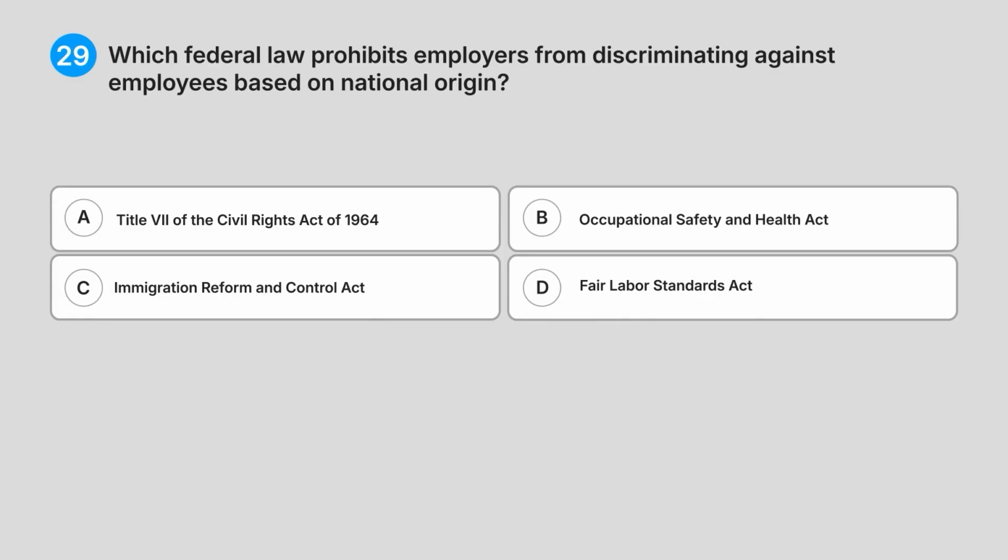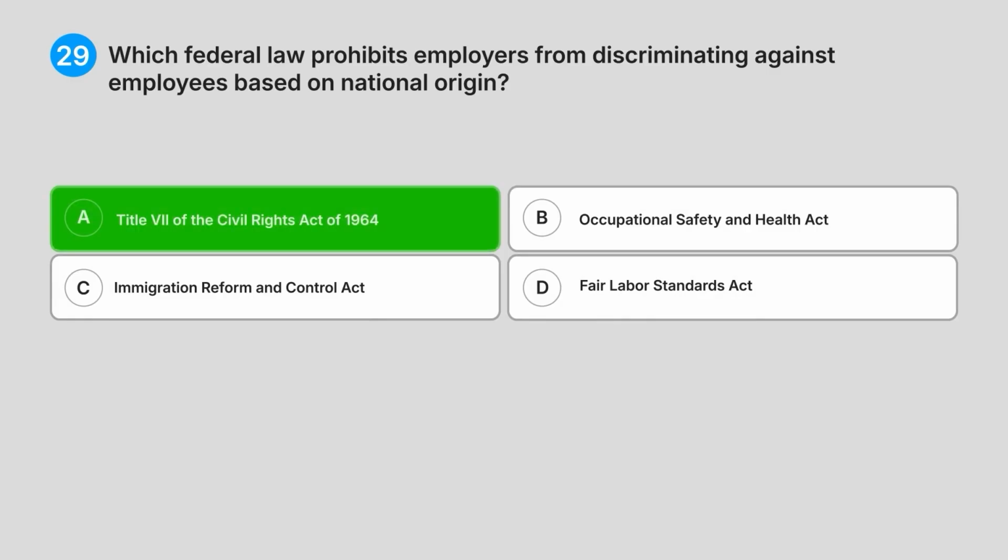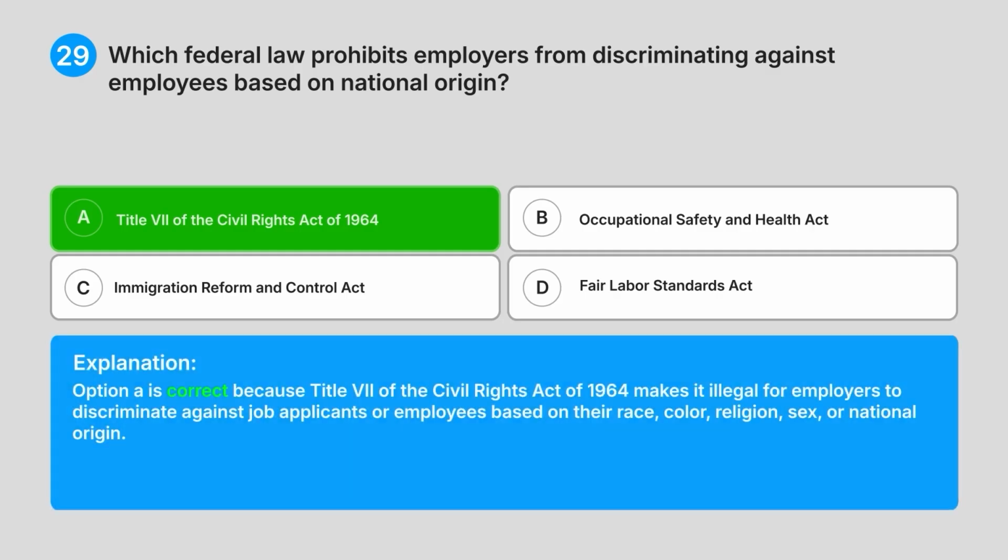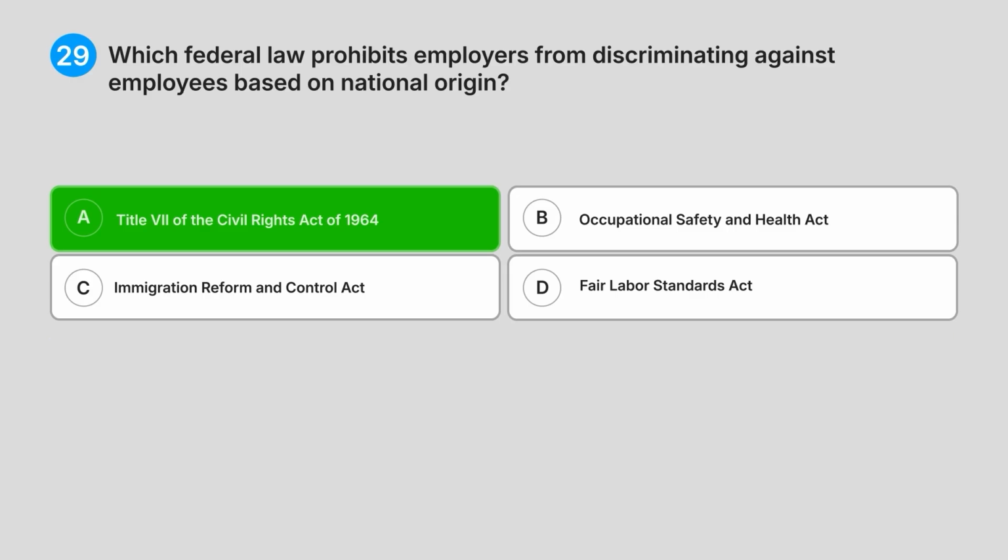Correct answer, A. Title VII of the Civil Rights Act of 1964. Explanation: option A is correct because Title VII of the Civil Rights Act of 1964 makes it illegal for employers to discriminate against job applicants or employees based on their race, colour, religion, sex or national origin.